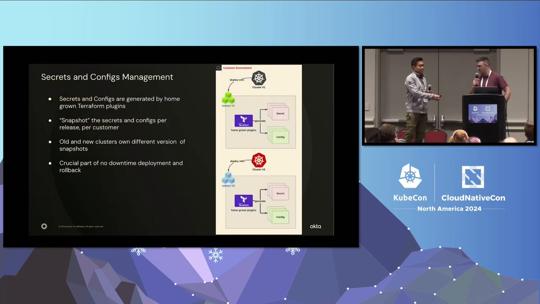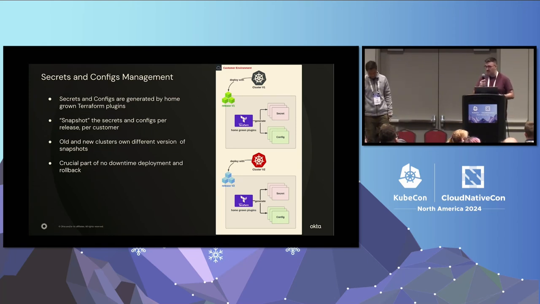Thanks. So in the previous slide, we mentioned a few times configs and secret values. And so we handle them a bit differently as well. So at first, what are they used for? Typically, the microservices will require configuration or secrets to function properly.